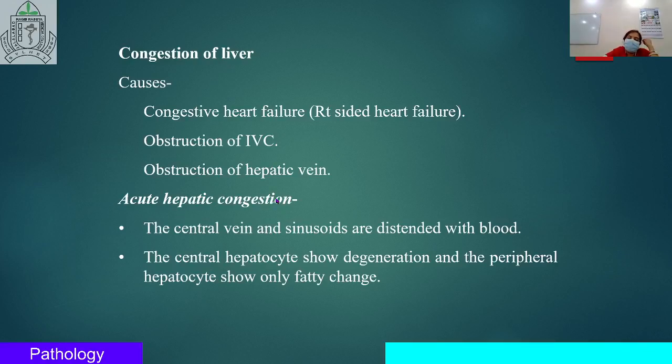Now, in acute hepatic congestion, the central vein and sinusoids are distended with blood. We know that congestion occurs due to venous obstruction, so it may develop due to obstruction of the inferior vena cava or hepatic vein. So in acute hepatic congestion, there is the central vein and sinusoid. You must remember where the central vein is placed and where the sinusoid is placed.